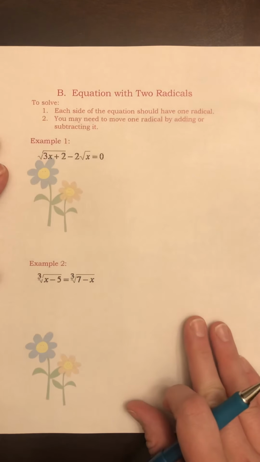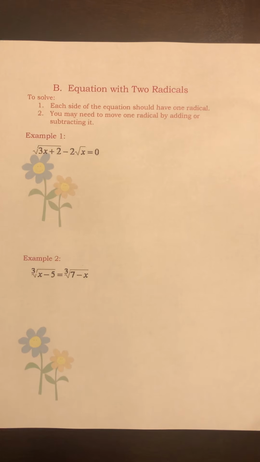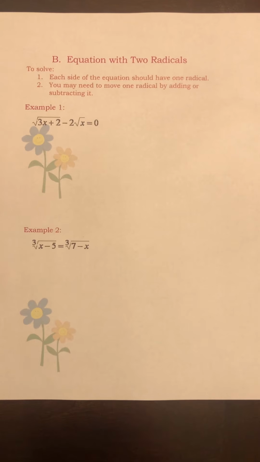All right, now let's see what happens when you have more than one radical. So far, we've only had a single radical in our problems, but sometimes you have more than one. And if that's the case, to solve, each side of the equation should have one radical. So if they're both on the same side, we have to move one of them over. And then it says you may need to move one radical by adding or subtracting, which is exactly what we're going to do in example 1 here under section B.